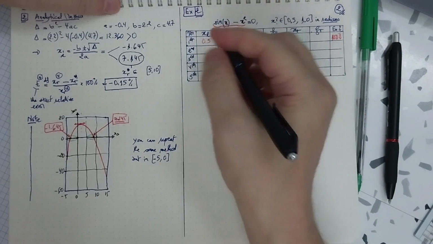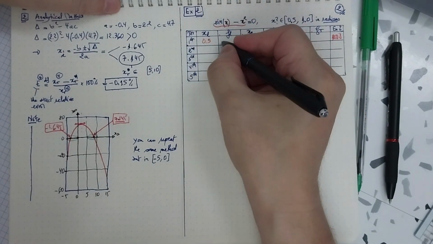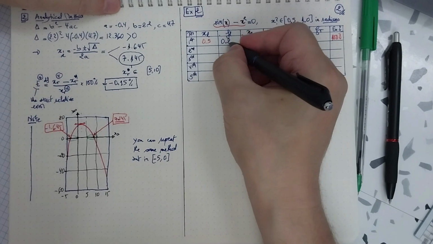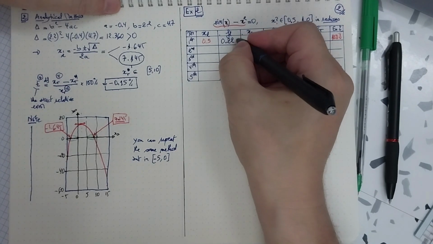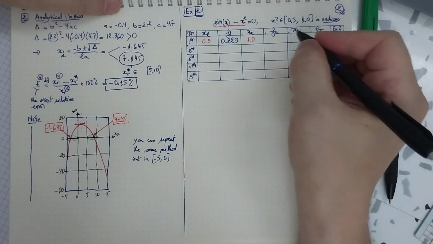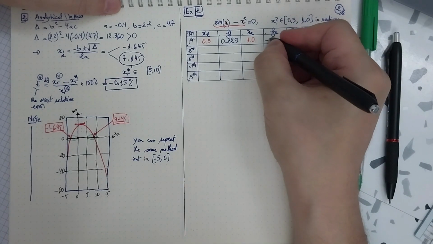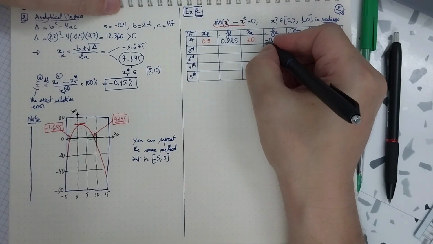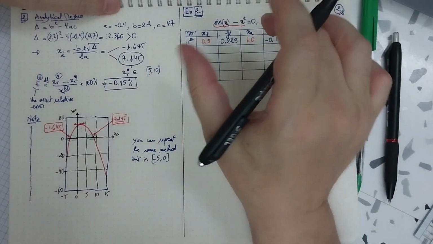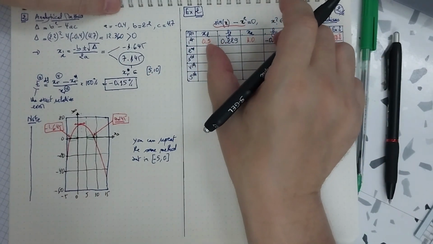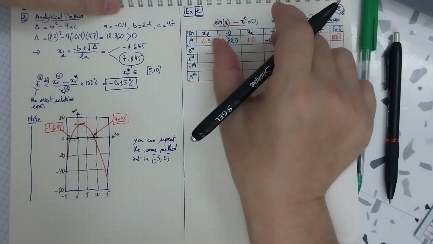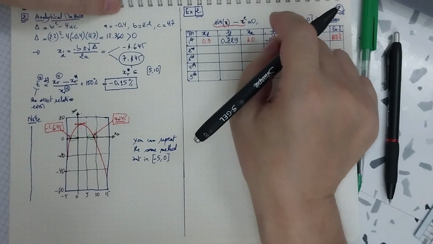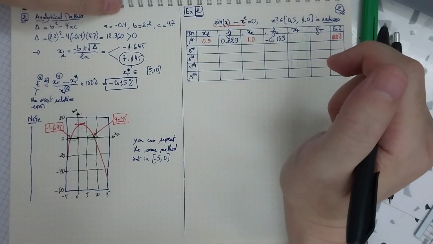So for 0.5, I find the value 0.229. And FU, I find minus 0.159. So it's positive, and it's negative. So we are sure that the function changes its sign in this interval. So it cuts the x-axis.